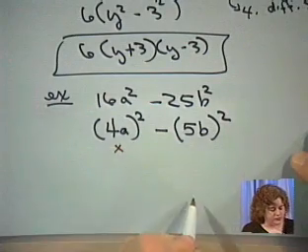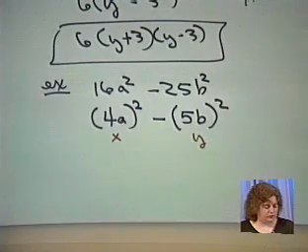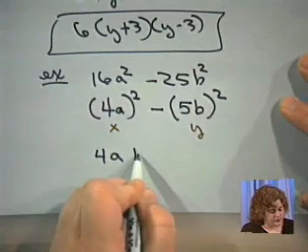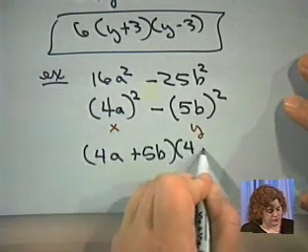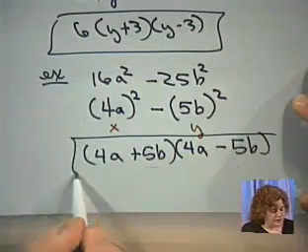This would be my x, and this would be my y. So I'm going to write x plus y, x minus y. In this case, that's going to be 4a plus 5b times 4a minus 5b. And that's my answer.